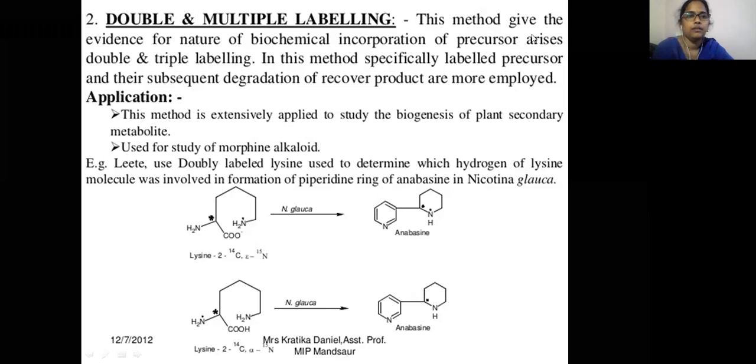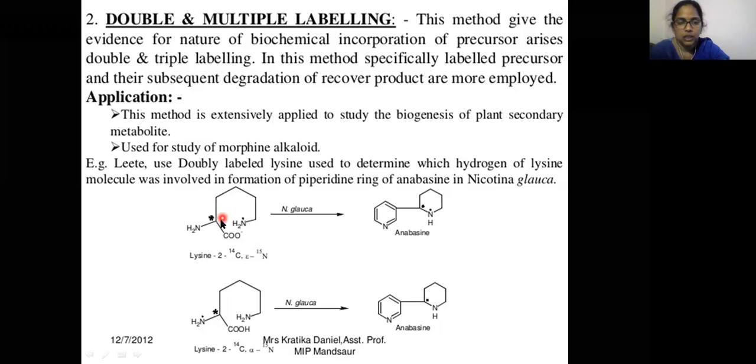So here we are going for double labeling, right? By using double labeling, we can clearly find out the formation of the pyridine ring and piperidine ring. We can also find out which nitrogen is involved in the formation of the pyridine ring and which nitrogen is involved in the piperidine ring. In order to identify that, we are going for double labeling.